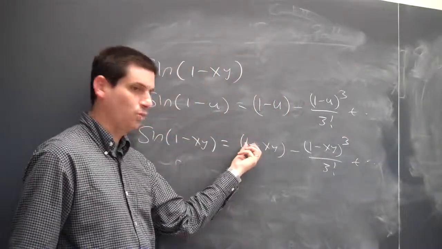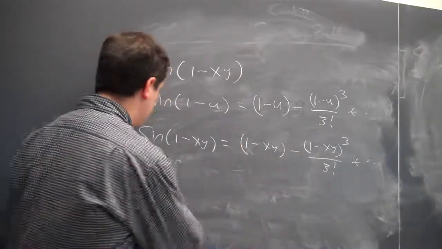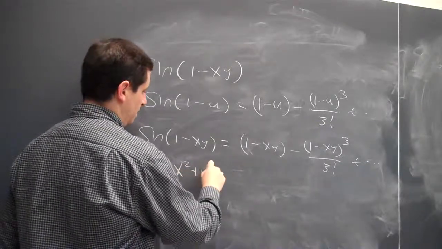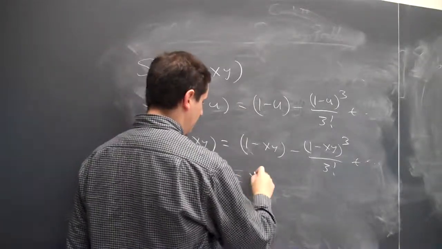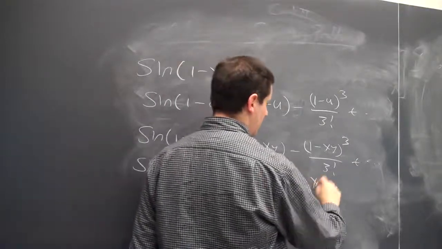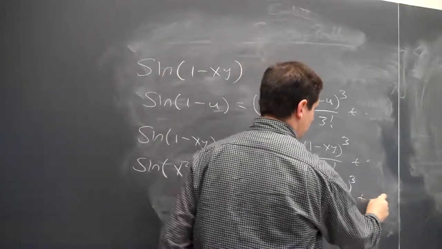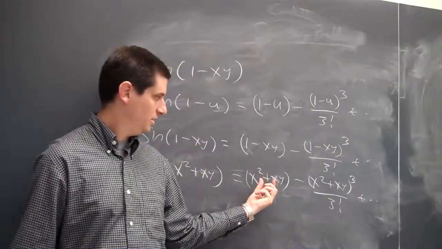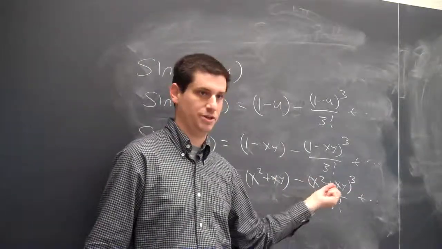Now, if x and y are close to 1, this isn't going to be that bad, but it's still going to be painful. If instead I give you the sine of x squared plus xy, then that would just become (x squared plus xy) minus (x squared plus xy) cubed over 3 factorial. And this is going to be really nice. Every term here is of degree 2. Every term here is going to be of degree 6. There's no mixing and matching.